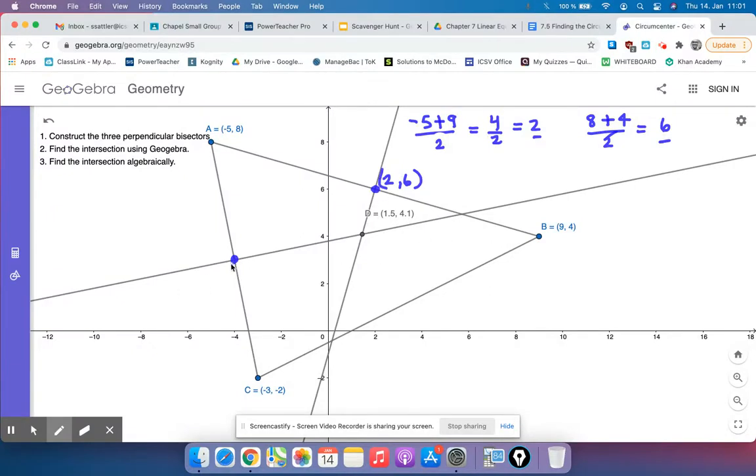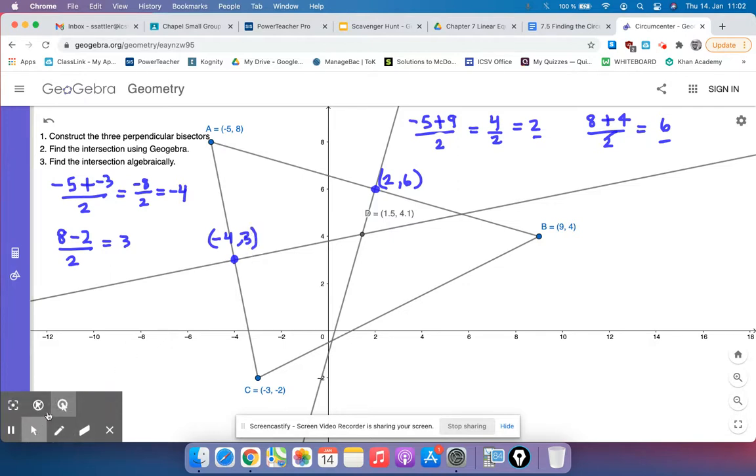Okay, and then let's find the midpoint of the other side. So we're going to use A and C. So that's going to be -5 plus -3 divided by 2, which is -8 over 2, which is -4. Okay, and then the y coordinate is going to be 8 plus -2, so 8 minus 2 divided by 2. So that's 6 over 2, which is 3. So coordinates of this point are -4 and 3.